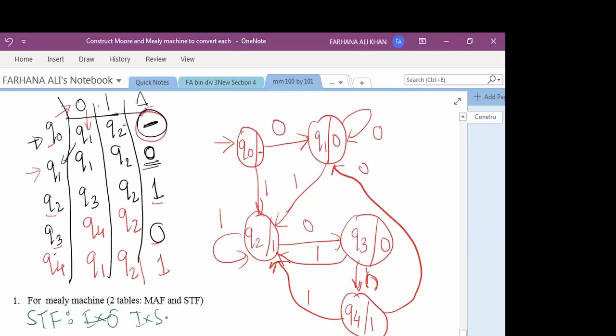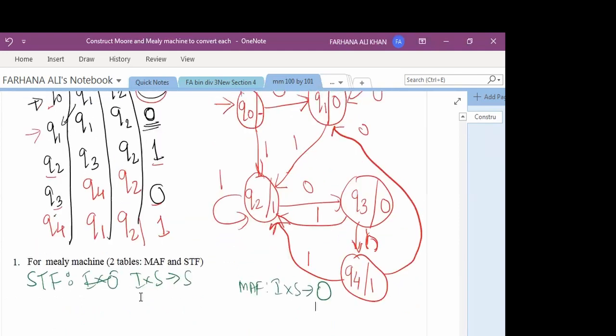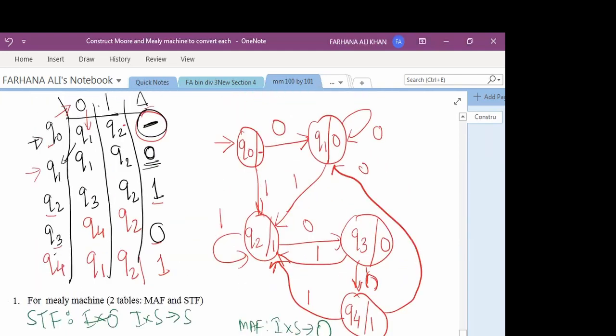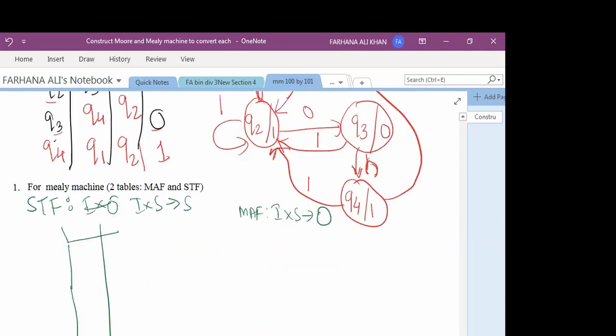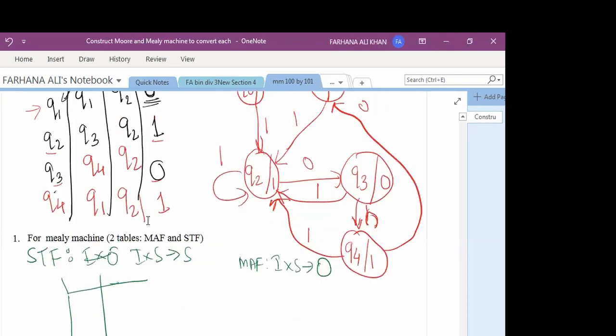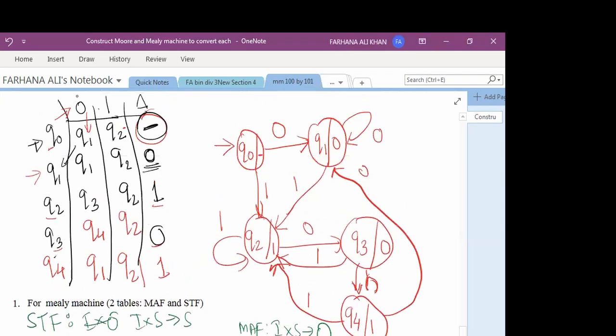Input on the state is generating the resultant state S and the MAF function, in which the input on the state is generating the output symbol, which is O. So let us design it. For that, simply we are going to copy the table that we have designed in the Moore machine. How much of the table do we have to copy? We have to copy everything except the output symbol.